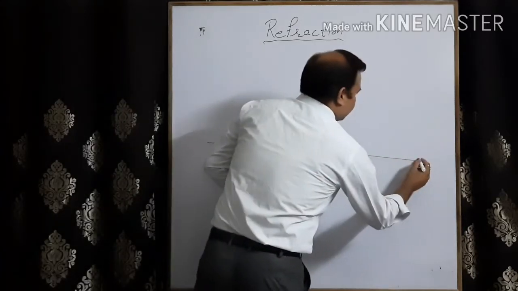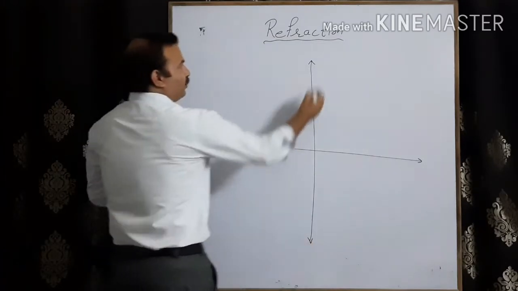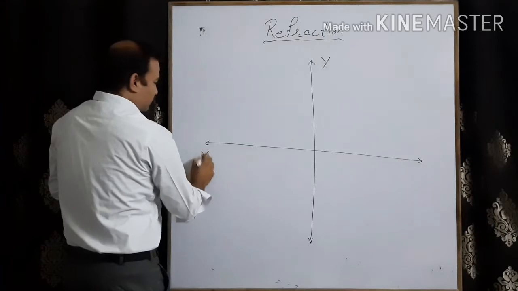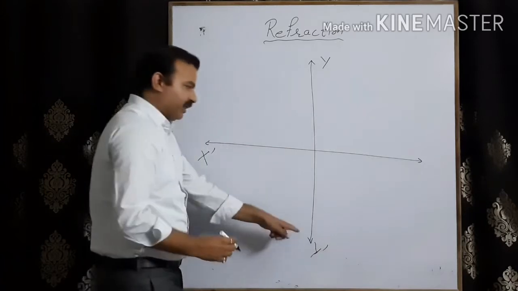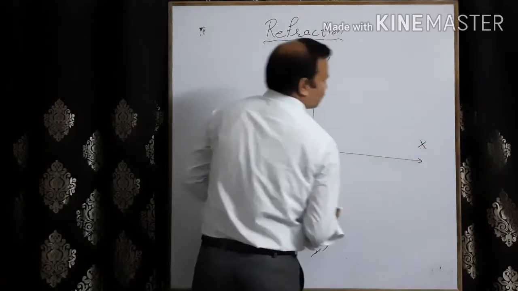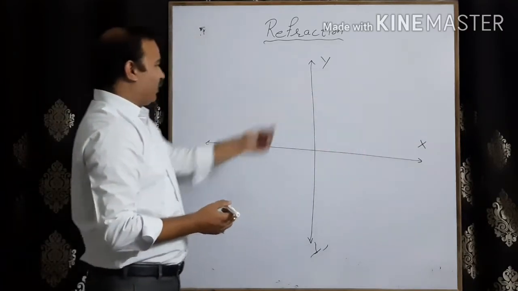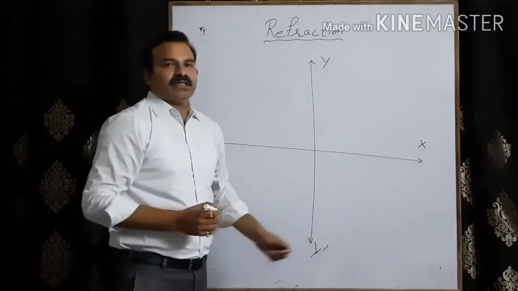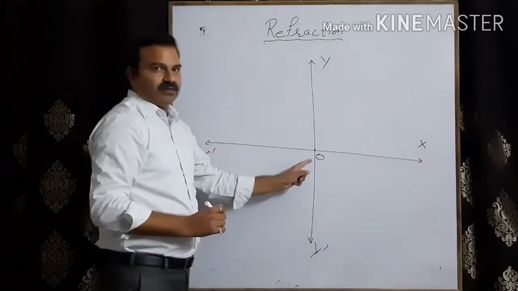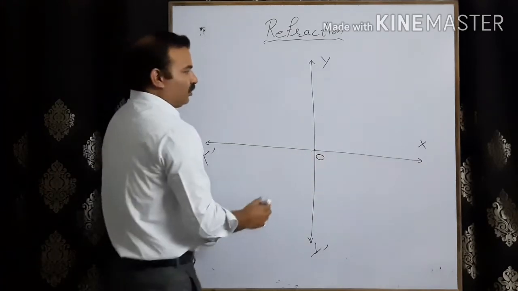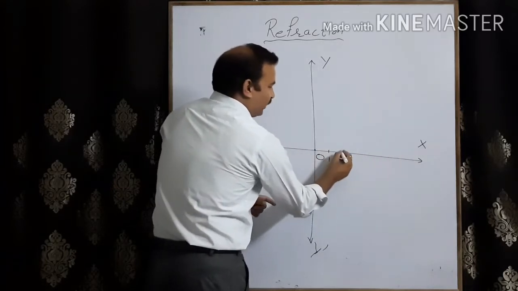You people have learned in your mathematics, this is the Cartesian system, and you know this is the y-axis, this is x dash, that is a negative of the x, this is y dash, that is a negative of the y, and this is x, that is the positive side of the x. This positive side of x, positive side of y, negative side of x, and negative side of the y, and this is the origin represented by O.